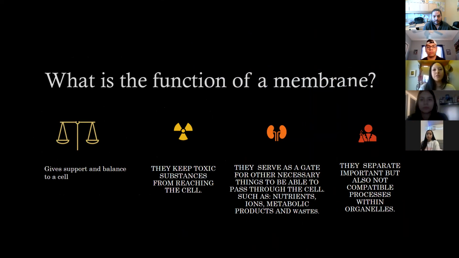So the function of a membrane gives support and balance to a cell, and they keep toxic substances from reaching the cell. They serve as a gate for other necessary things to be able to pass through the cell, such as nutrients, ions, metabolic products, and waste. And they separate important but also not compatible processes within the organelles.